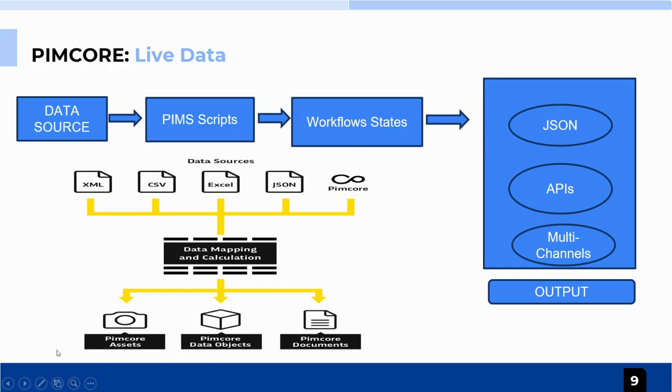We will explain one by one in the next video. Just check that Pimcore asset is related to the DAM, Pimcore data object is related to the PIM, and Pimcore document is related to the CMS. So all three parts of Pimcore are used to handle the different data sources and send the final result in JSON format, API format, and multiple channels. This is just like input and output.